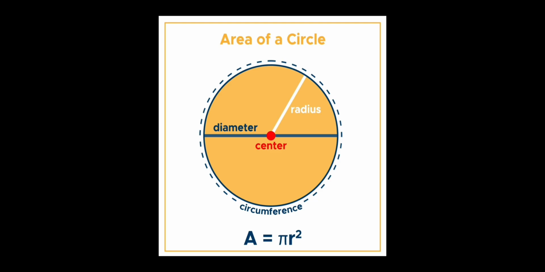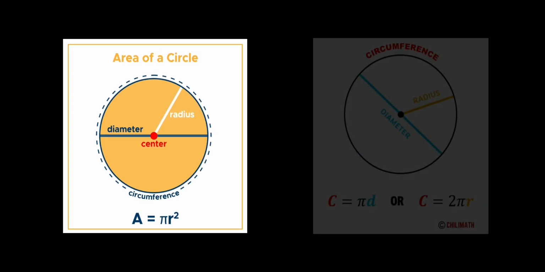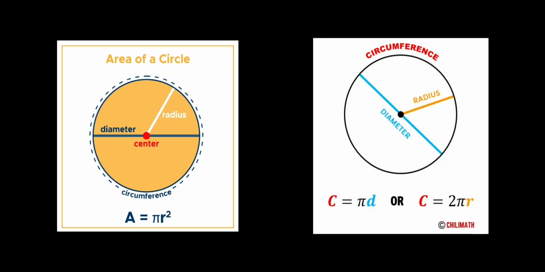What about the circumference? The circumference is the distance around a circle. You can calculate it using the formula 2 pi r. Now that we've covered the basics of the area and circumference of a circle, let's look at some real-world examples.